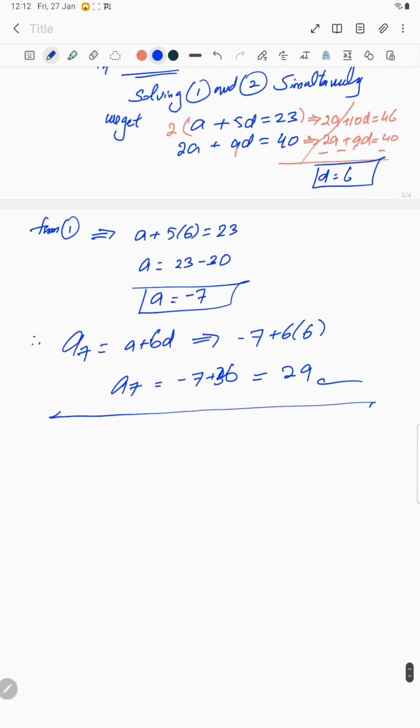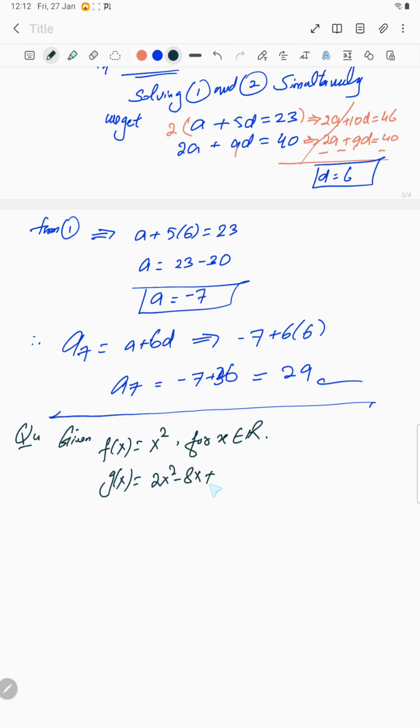I hope you are getting it. Okay, let's proceed to question number 4. Let me write it for you. The functions f and g are given by, you are given two functions. f of x is x square for x belonging to the set of real numbers. g of x is 2x square minus 8x plus 14, again for x belonging to the set of real numbers.